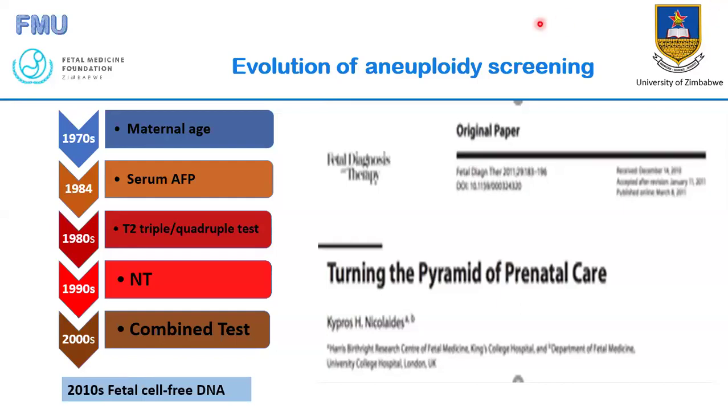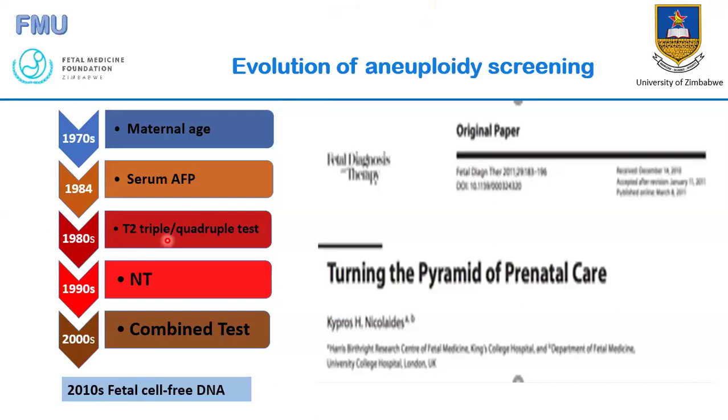Then they came up with the serum to say, we're going to be checking the serum alpha fetal protein. If it is abnormal, we put the jab. Still, that was not good enough. The detection rate was low. They were still missing babies with Down syndrome. They went on to say, why don't we offer a triple test that involves beta HCG, the inhibin A, the estriol, to try and improve the detection rate. That was in the 80s.